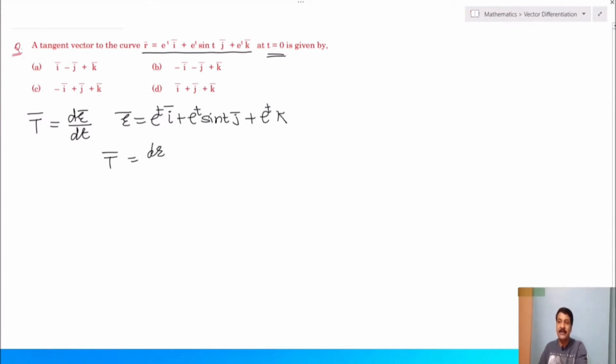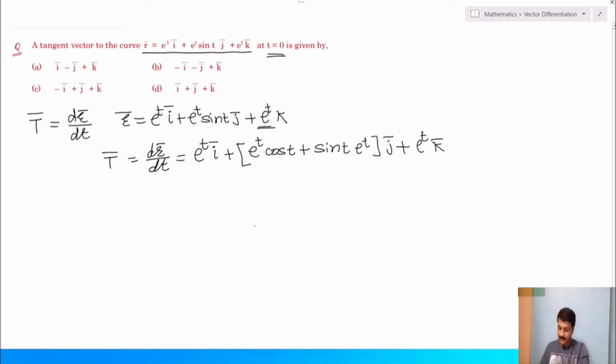Differentiating r with respect to t, I get e raised to t into i, plus, using the u into v rule with respect to t, e raised to t cos t, first constant times derivative of second plus second constant times derivative of first, into j, plus e raised to t k, because the derivative of e raised to t is e raised to t.